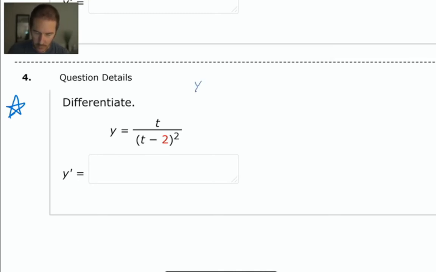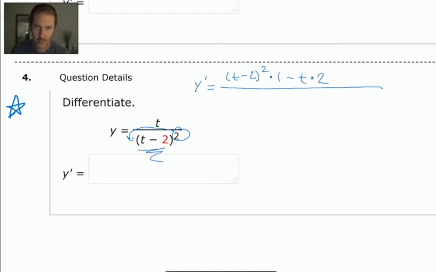The derivative of this, let's have a look at it. Y prime is equal to low, which is t minus 2 squared, times the derivative of the numerator, d high, derivative of t is just 1, minus high, which is the numerator, t, times d low. Now the derivative of the denominator, I'm going to take this exponent of 2, and I'm going to multiply it out front like it's a coefficient, so there's the multiple of 2. Then this isn't just a variable, it's an expression, which is why the chain rule should be used here. Don't worry about that, we'll get to it.